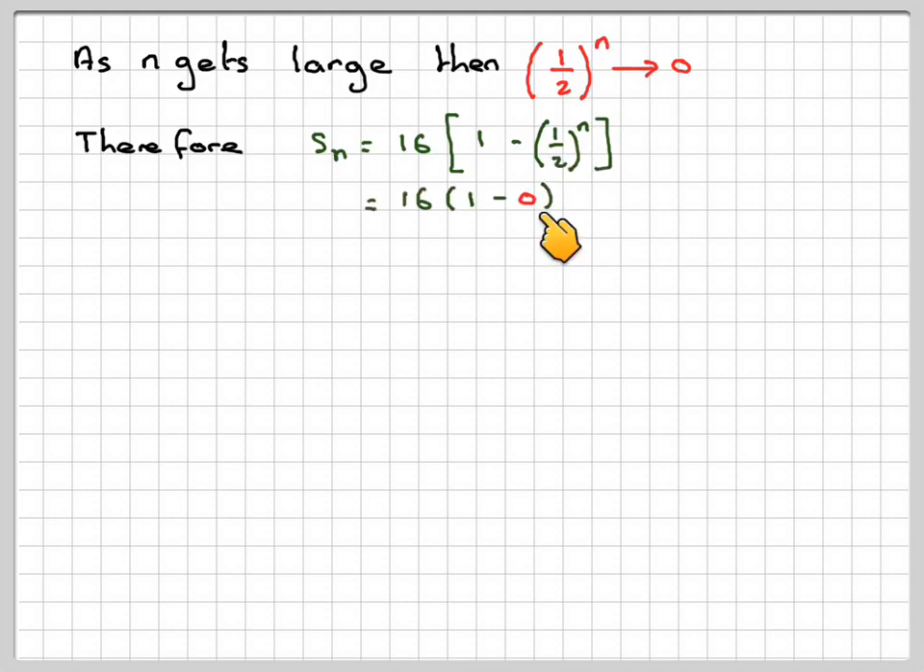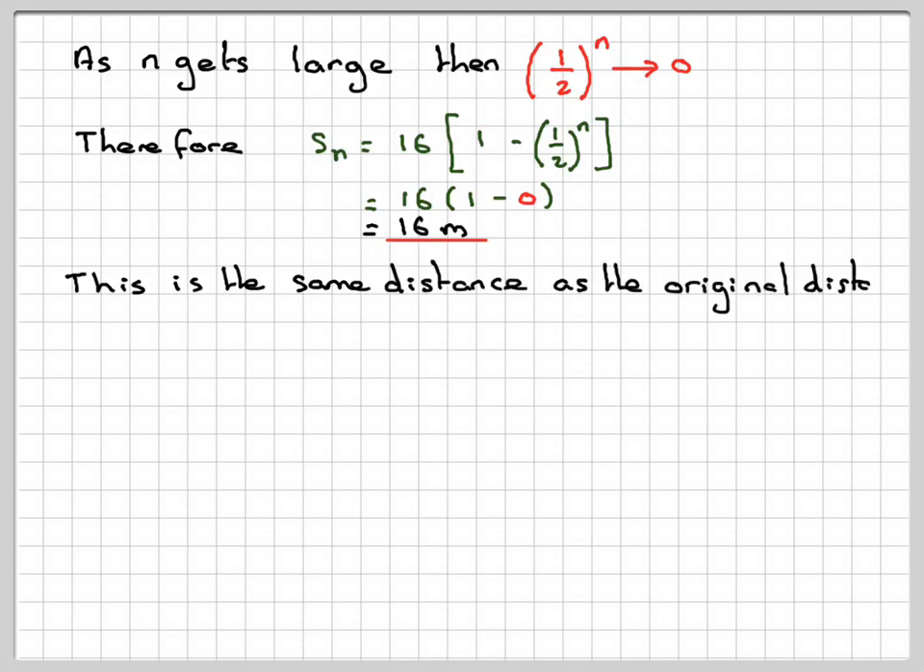We just say it's equal to 0, so that the sum of the geometric series will become 16, which is 16 meters, the actual length of the wall. And what we've taken is an infinite number of terms of this original geometric sequence to get 16. So this is the same distance as the original distance from the wall, which was 16 meters, if you remember.